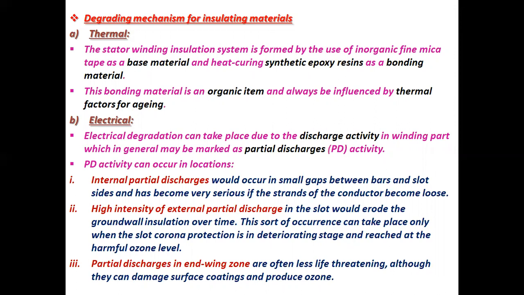Number 2, high intensity of external partial discharge in the slot would erode the ground wall insulation over time. This sort of occurrence can take place only when the slot corona protection is in a deteriorating stage and has reached the harmful zone level. Number 3, partial discharges in the end winding zone are often less life-threatening, although they can damage surface coatings and produce ozone.